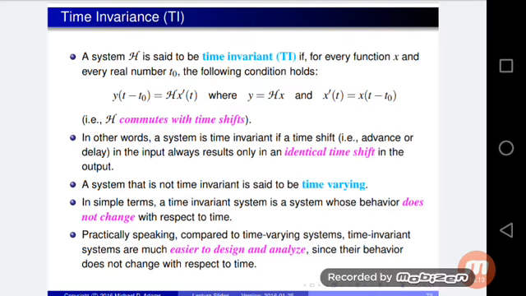Next one is TI, time invariance. A system H is said to be time invariant if for every function x and every real t naught the following condition holds: y of t minus t naught equals H of x dash of t, where y equals H of x and x dash of t equals x of t minus t naught.